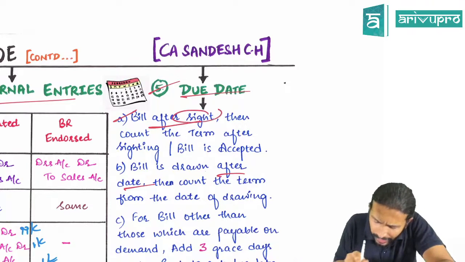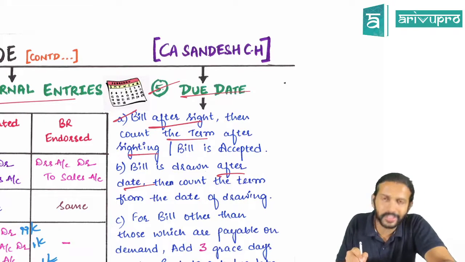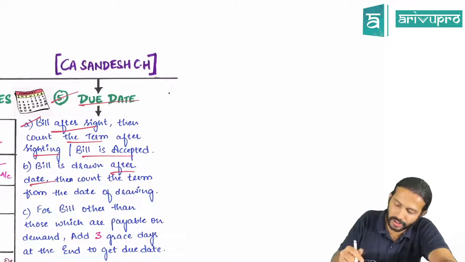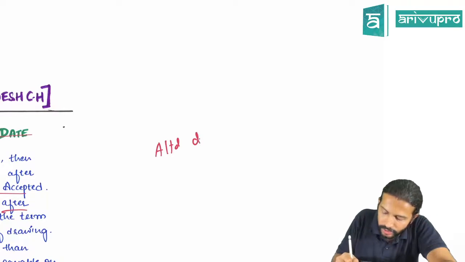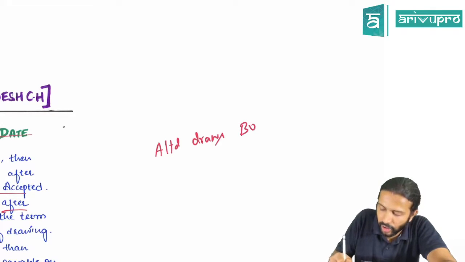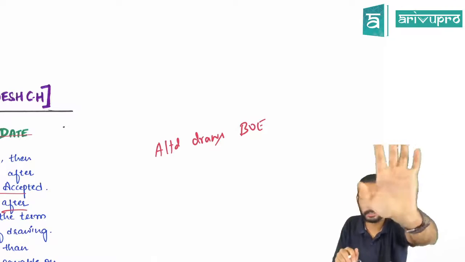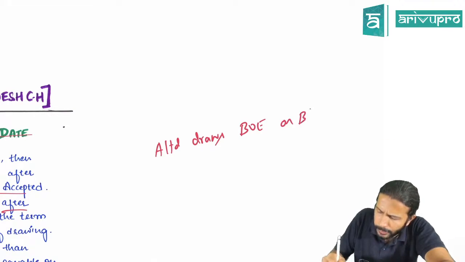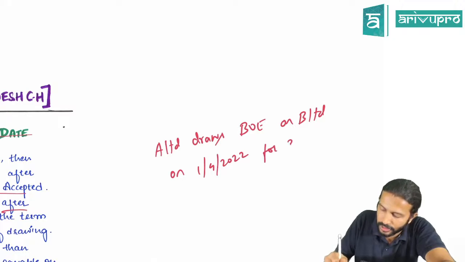If it is bill after sight, then you should count the term only after sighting, that is, when the bill is accepted. Just to give you an example, let's say A Limited draws the letter. Instead of letter, can I call it bill of exchange going forward? A Limited draws a bill of exchange on B Limited on 1st April 2022 for 3 months.